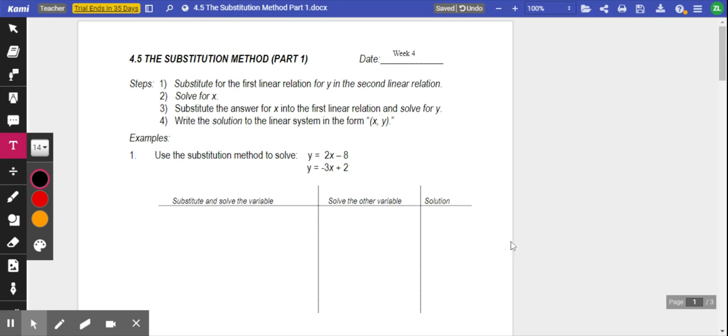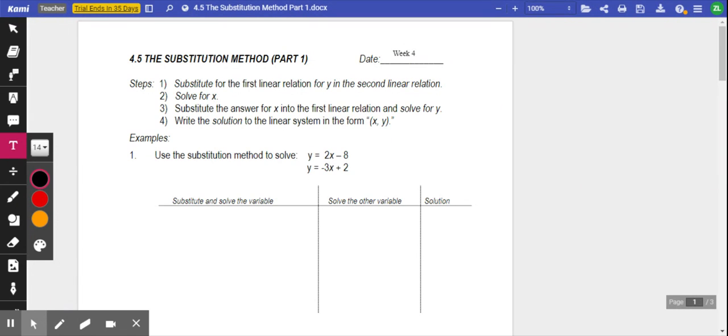So we've looked over methods in which we can graph two linear equations or two lines and find the solution or the point of intersection. However, we can actually do that with just having two y equals mx plus b or two linear relations listed side by side. We can actually find where they intersect or the coordinates of it. So this is called the substitution method.